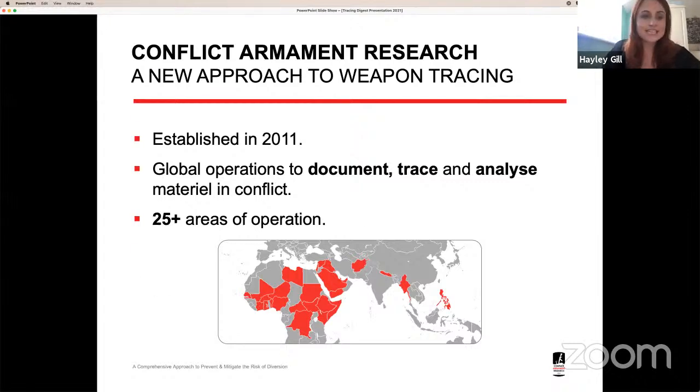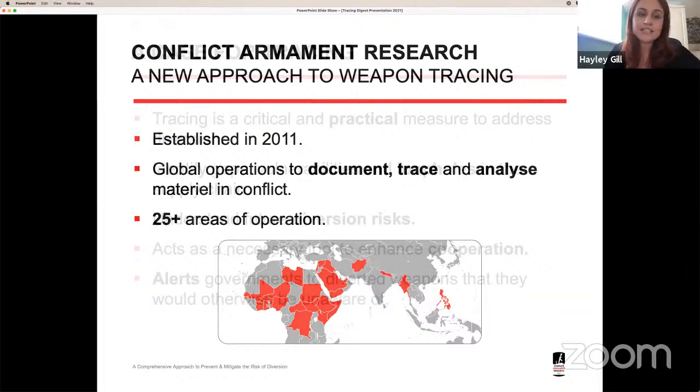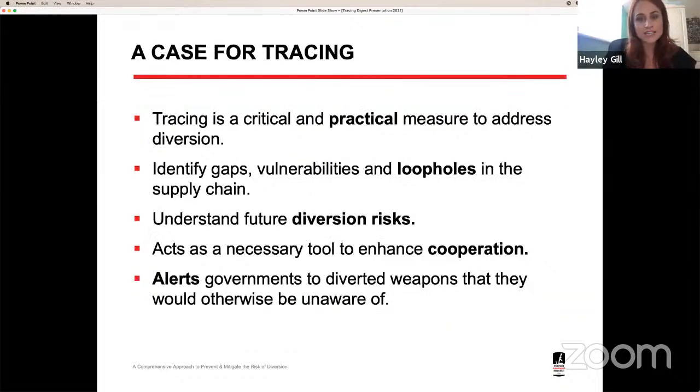So as Paul mentioned, in December 2020, we released our third publication in our Diversion Digest series, which was funded by the European Commission, on the importance of timely and comprehensive tracing as a critical practical measure to address diversion. For those who are unaware, tracing, as defined by the International Tracing Instrument, is the systematic tracking of illicit small arms and light weapons found or seized on the territory of a state from the point of manufacture or the point of importation through the lines of supply to the point at which they became illicit.